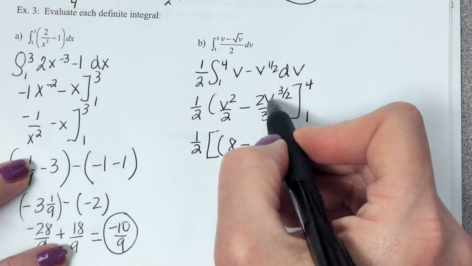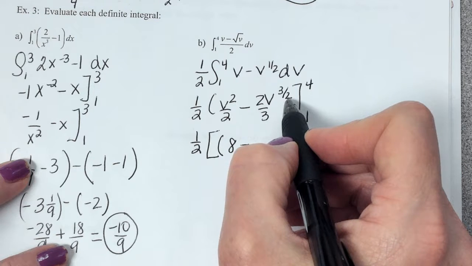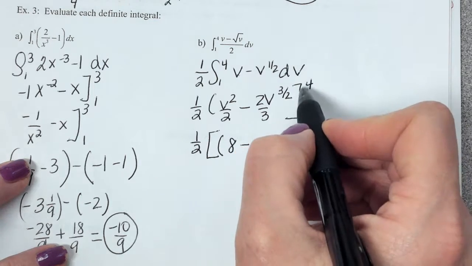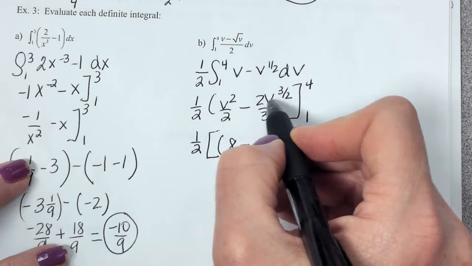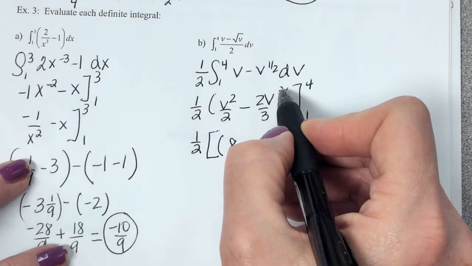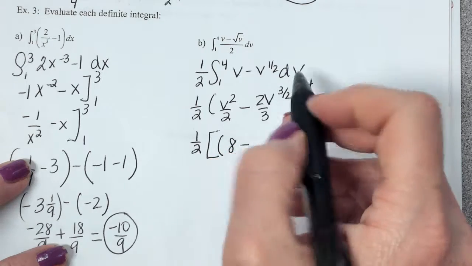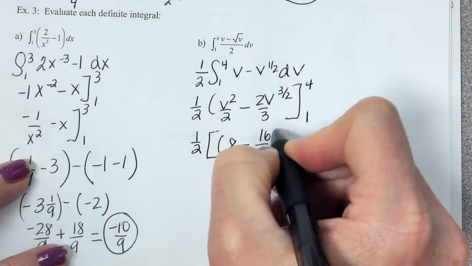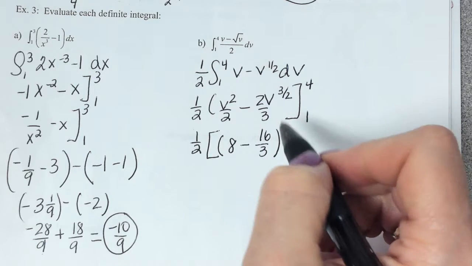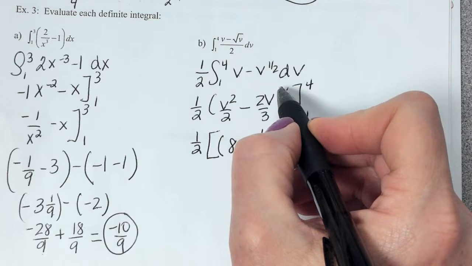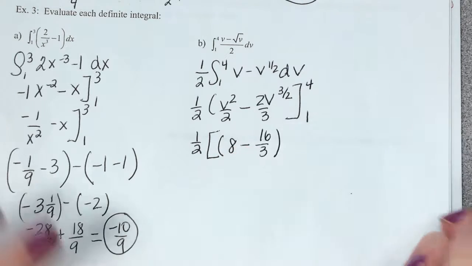Now what does this mean, v to the 3/2? What's the bottom number? Is that the power or the root? That is the what? Root. So we have to take the square root of 4. So what's the square root of 4? 2, cube it, because this is our power, so 2 cubed is 8, times 2 is 16/3. That's what I get when I plug 4 in there.